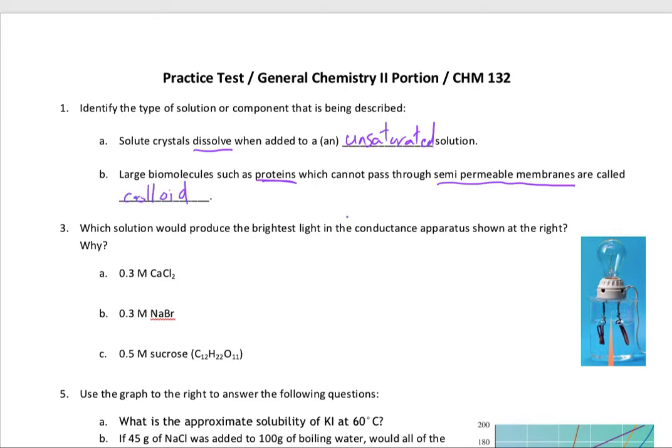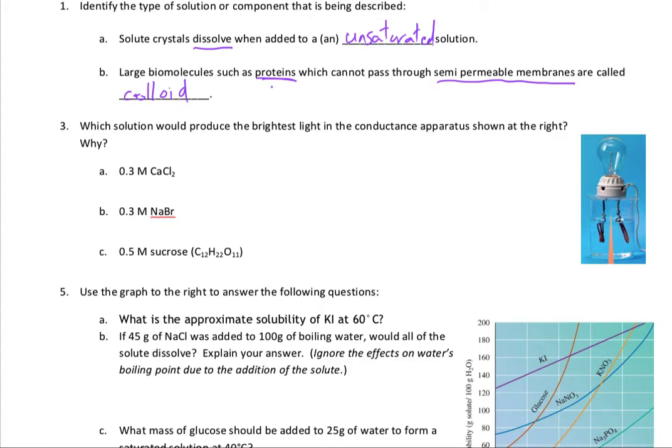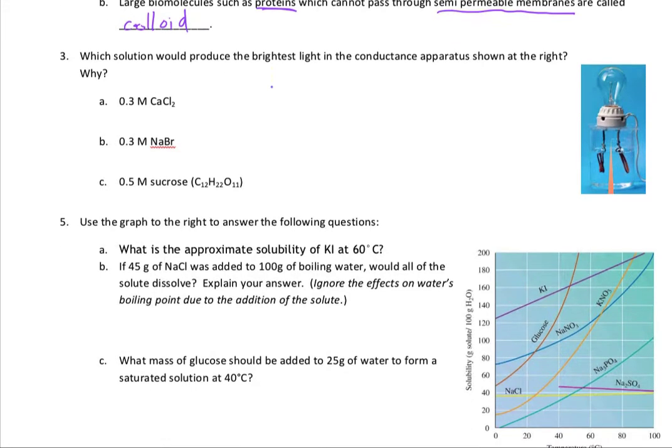And then a suspension would be that example where the particles are so large that they could actually be separated out just like with a regular filter paper. Whereas a protein's too small, it'll pass right through the filter paper.